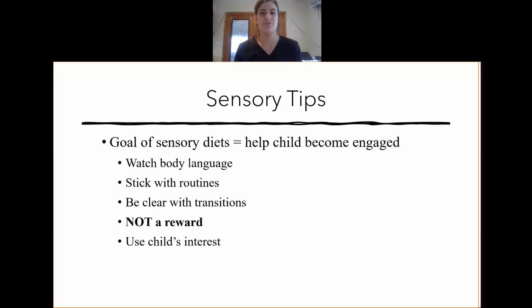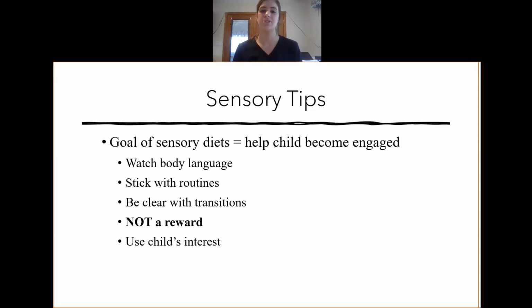Use what is interesting and motivational to the child. If the child enjoys animals, tell them to do an animal walk, slow like a turtle or fast like a rabbit, if you're trying to get them more engaged. If the child shows signs of being a tactile seeker, use activities that involve Play-Doh and finger paint while achieving your speech therapy goals to help them become engaged.